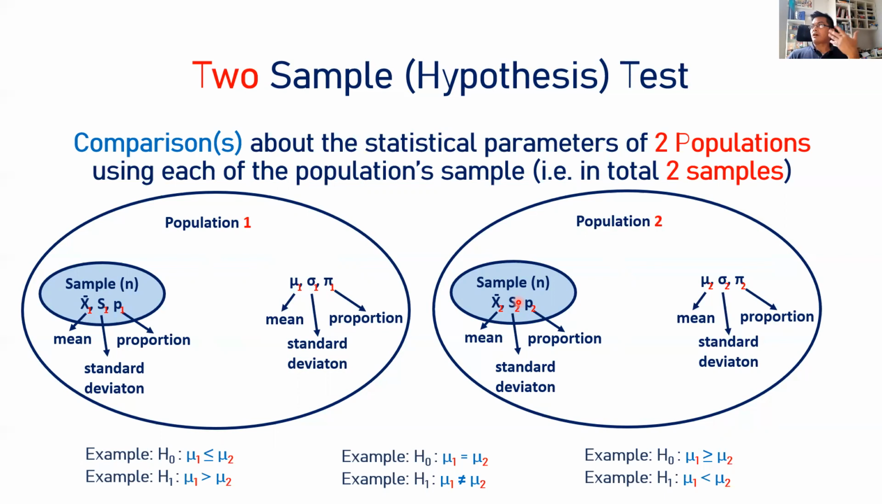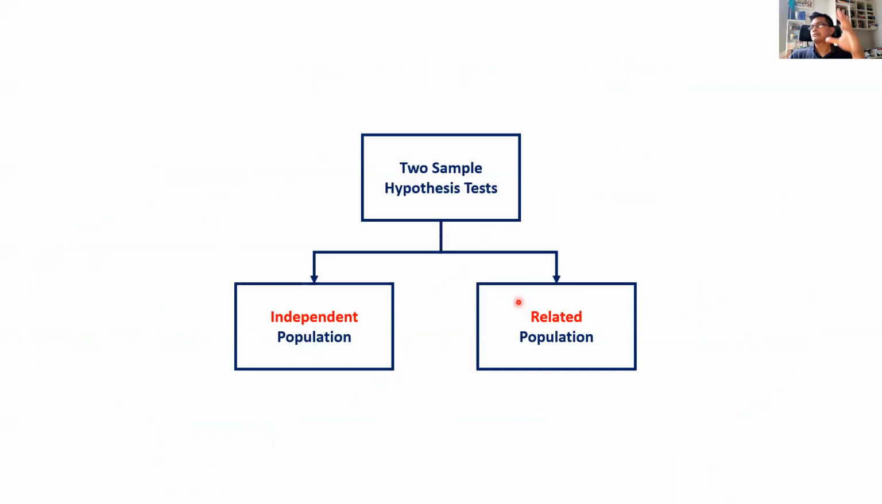Now we step on to the two sample test for related populations. How does it differ? Two sample hypothesis tests can be divided into two cases: the first is independent populations, and the one we are going to focus on is related populations.